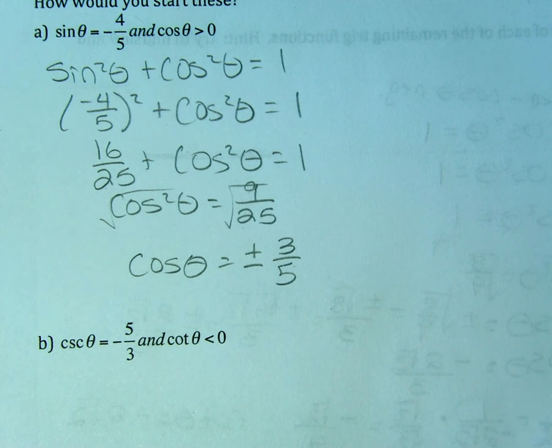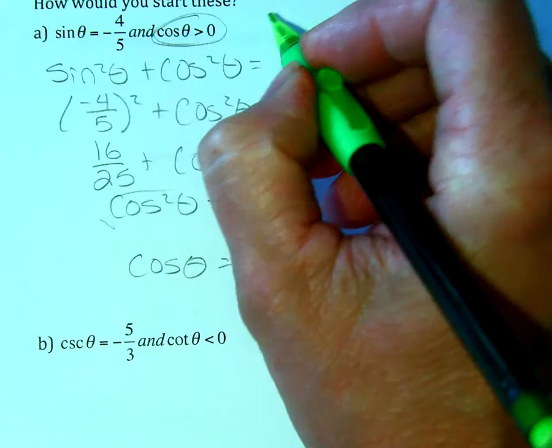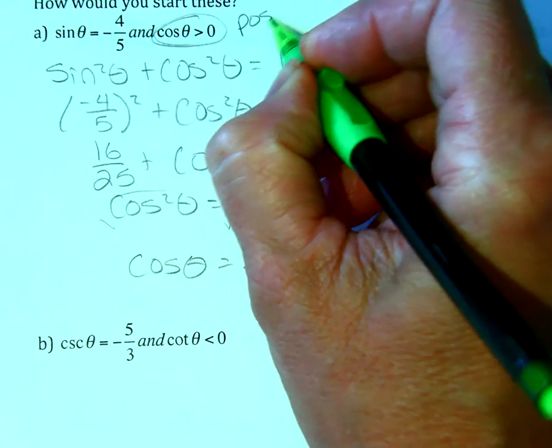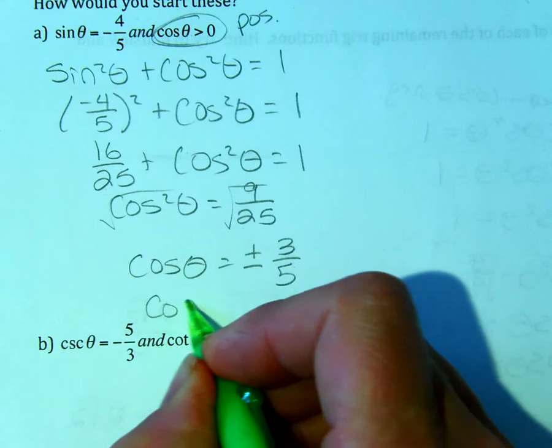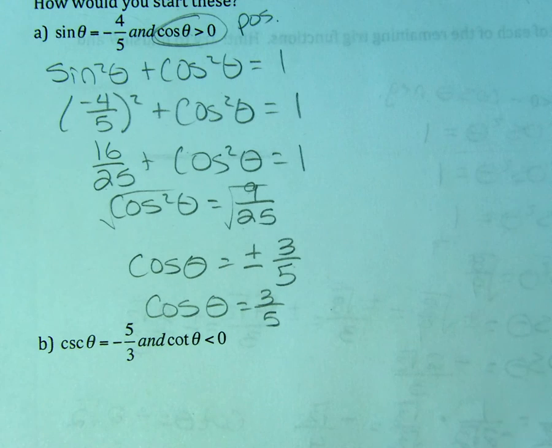It has to be a positive or a negative. So look back up at the original problem, and it tells you cosine theta is greater than 0. So that makes cosine positive. So to find this answer, I just make it positive 3/5. Now you have sine and cosine. Now it's easy to use your formula sheet and go and find the others, which we're not going to do for this one because it just says how would you start it.